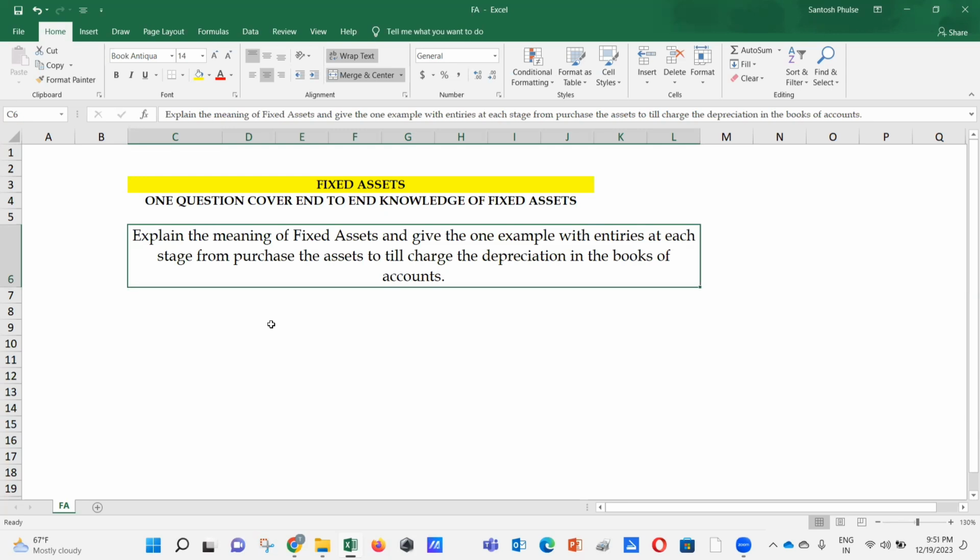So we can follow two methods, the straight line method and the written down value method. That's the idea about that. How are you going to do the entry for each stage of depreciation, from the purchase of the asset till charging the depreciation?